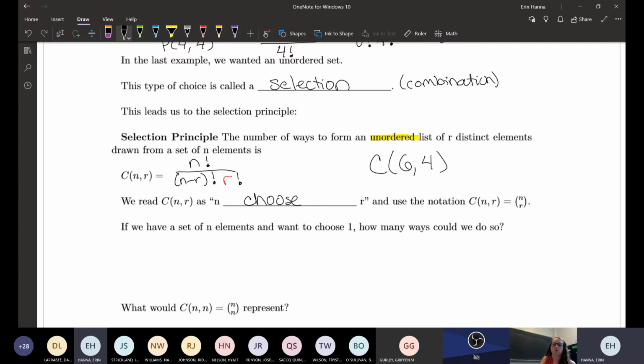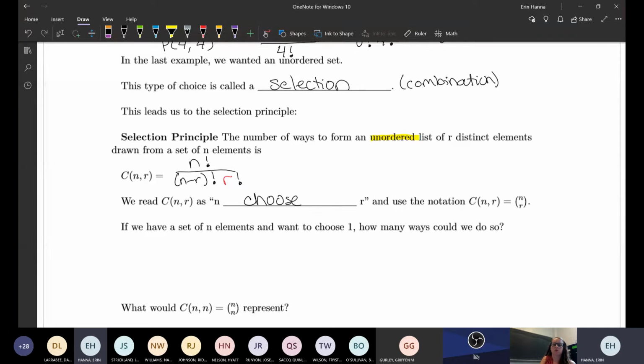Now there's also a different set of notation that we use for this sometimes. If we have n choose r in that C notation, it can also be written like this. It's essentially just parentheses with n and r. There's no division symbol in the middle, it's just n over r in some parentheses. So if you ever see something that looks like that, that's also n choose r.